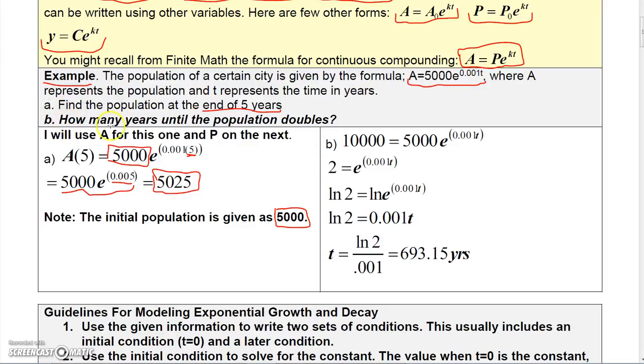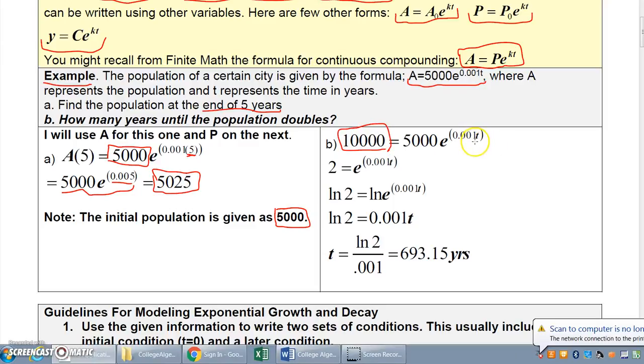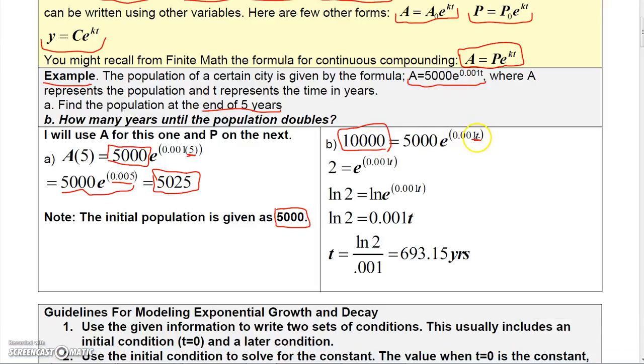The next question says, how many years until the population doubles? Well, since we know the initial population was 5,000, for the population to double, we would need the new population to be 10,000. And we want to solve for the variable t for that. So I'm going to plug 10,000 in for the amount and then solve for t. I want to isolate the exponential expression first, so divide both sides by 5,000. Well, 10,000 divided by 5,000 is 2, and the right-hand side divided by 5,000 just eliminates the 5,000.